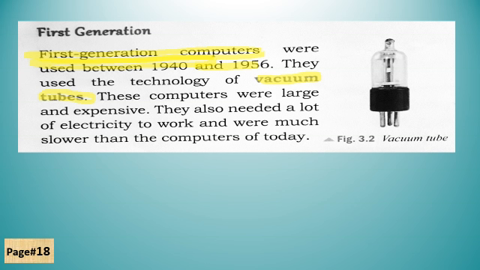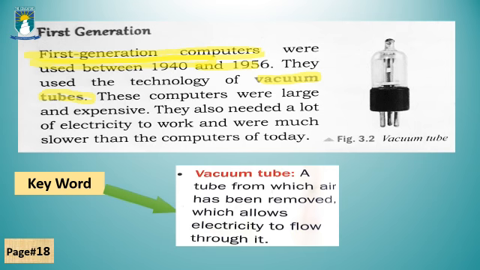For more detail, I will tell you the vacuum tubes definition. Here is the keyword of vacuum tubes. A vacuum tube is a tube from which air has been removed, which allows electricity to flow through it.